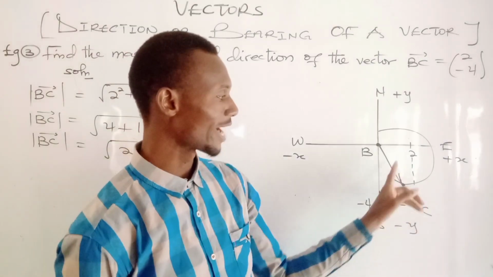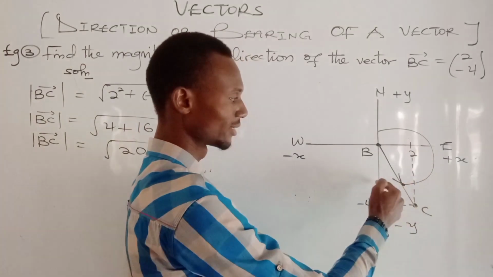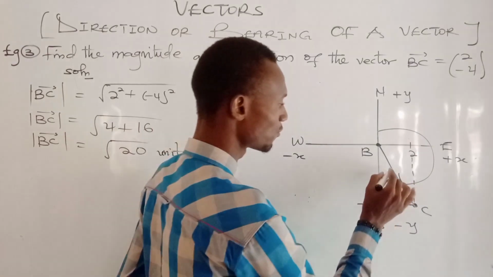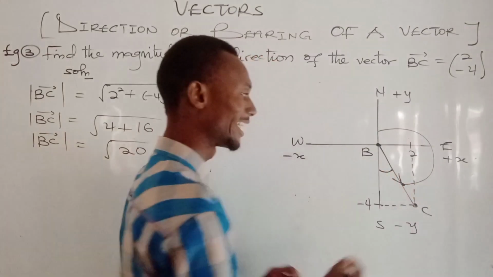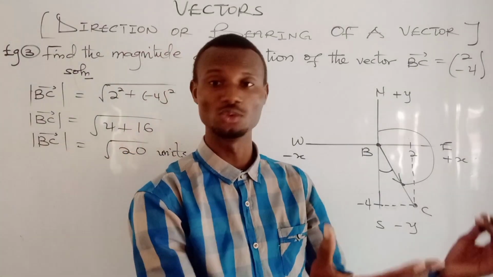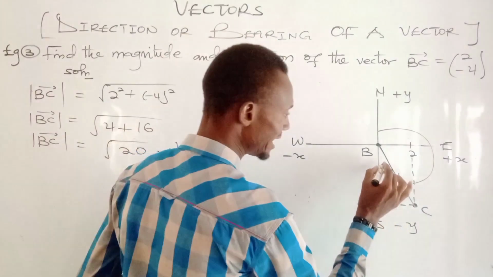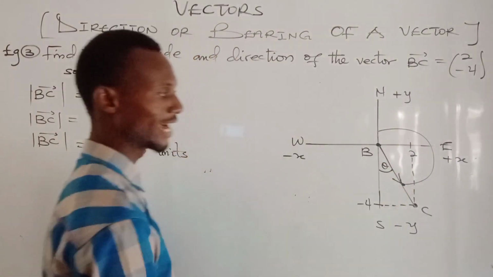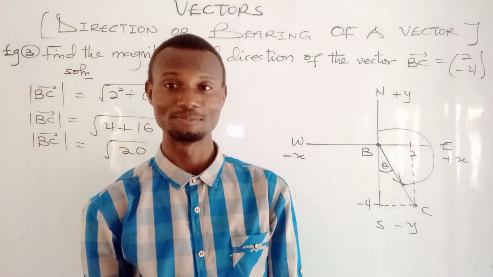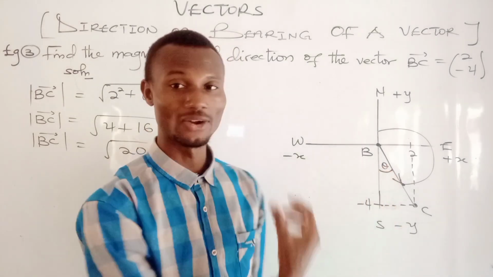So how do we find the angle which is supposed to be here? We know that the whole of this quadrant is also 90 degrees. So if we are able to find the angle which is supposed to be here, then of course we can know the angle which is here as well, so that we can use it to get the direction of the vector BC. I will indicate the angle here as theta, so we need to find that angle. We are going to use the trig ratio that I explained in the previous video, which is the tan, to find the angle here.